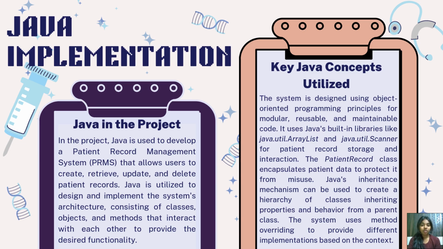Moving on to Java key concepts, the system is designed using object-oriented programming principles for modular, reusable, and maintainable code. It uses Java's built-in libraries like java.util.ArrayList and java.util.Scanner for patient record storage and interaction respectively. The patient record class encapsulates patient data to protect it from misuse. Java's inheritance mechanism can be used to create a hierarchy of classes inheriting properties and behavior from the parent class. The system uses method overriding to provide different implementation based on the context.